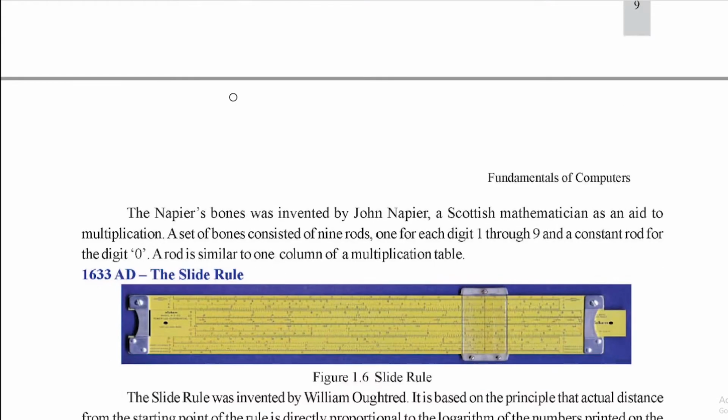Napier bones were invented by John Napier, a Scottish mathematician, as an aid to multiplication. He wanted to multiply larger numbers, and with the abacus it was not possible, it's quite complicated. So he came up with what you call Napier bones, which helps with multiplication. A set of bones consisted of 9 rods, one for each digit 1 through 9, and a constant rod for the digit 0.